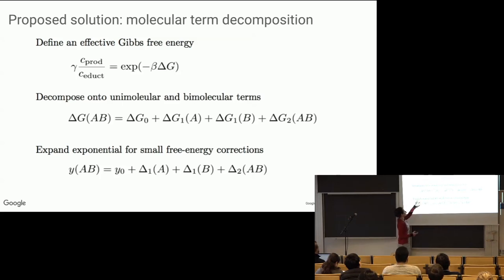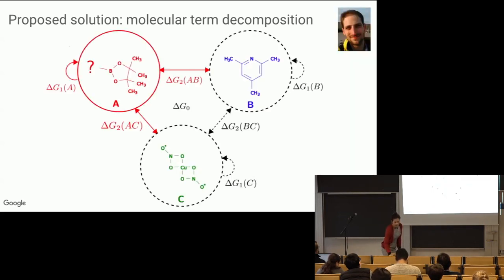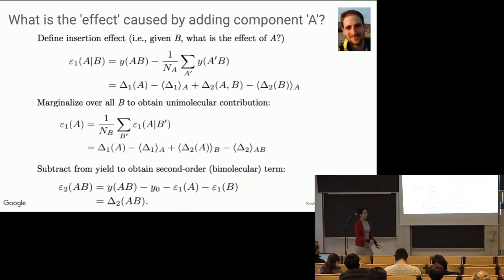take this effective Gibbs energy. We're writing the yield with this equation, and we write it out as you normally would, expanding it with single body terms and then pair terms, and then we expand the exponentials assuming that things are small. So there's nothing particularly original here, but essentially we're saying that perhaps you can write the total yield as individual terms from the component, and there are some second order terms which we might be able to infer if we're really lucky. So then we can figure out the effect caused by adding a new component just by handling the data carefully.